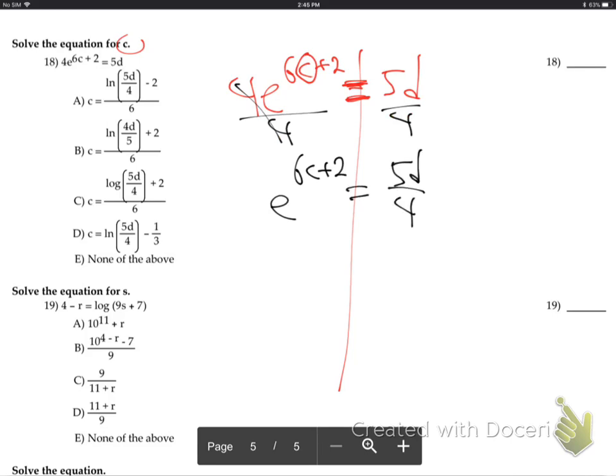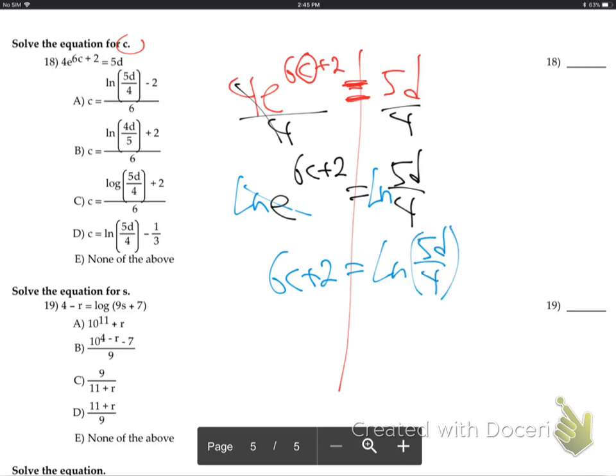Now, we got an e, right? We want to get rid of that e. Remember what I was talking to you about? What's the opposite of e? ln. Is that working better for you now? I'm hoping. So if you got e, you use ln. You got ln, you use e. They undo each other like a square root and an x squared. So I see that and I go, oh yeah, I got to get rid of that. So let me just ln both sides. Boom. Gone. So 6c plus 2 is ln of 5d over 4.